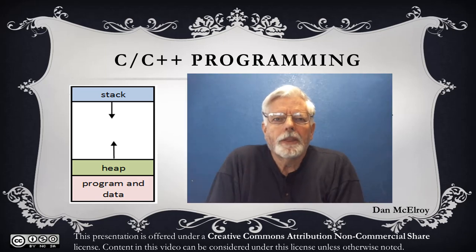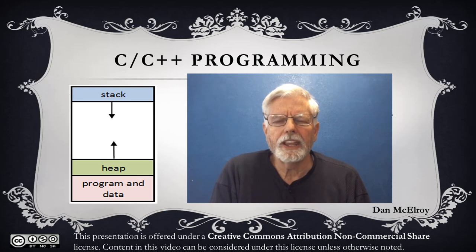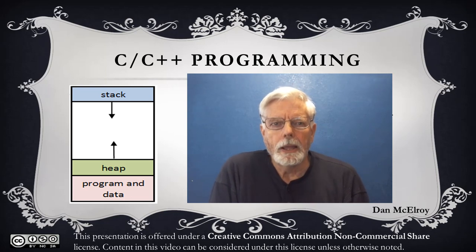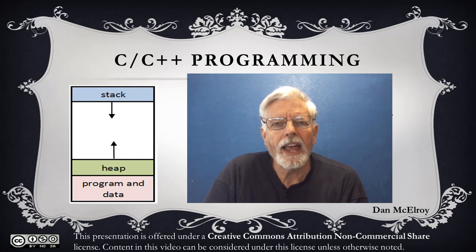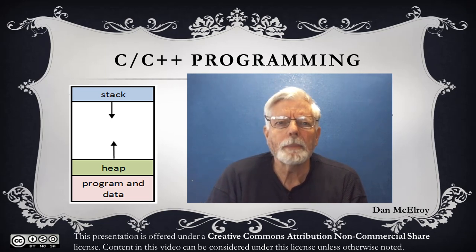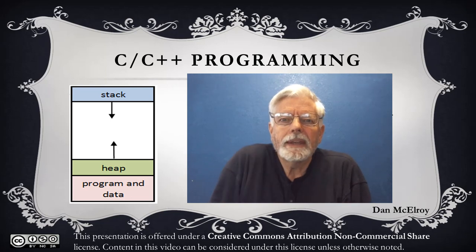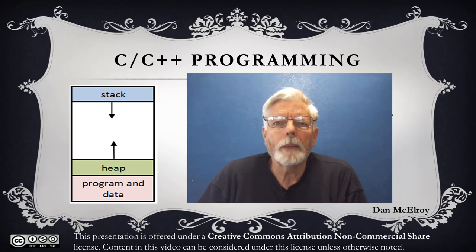Hello, programmers. This presentation covers memory allocation in C and C++. Memory management is one of the functions of an operating system for controlling and coordinating memory usage. There are two ways memory is allocated for storing data. Memory can be allocated when the program is compiled, or memory can be dynamically allocated when the program is run.